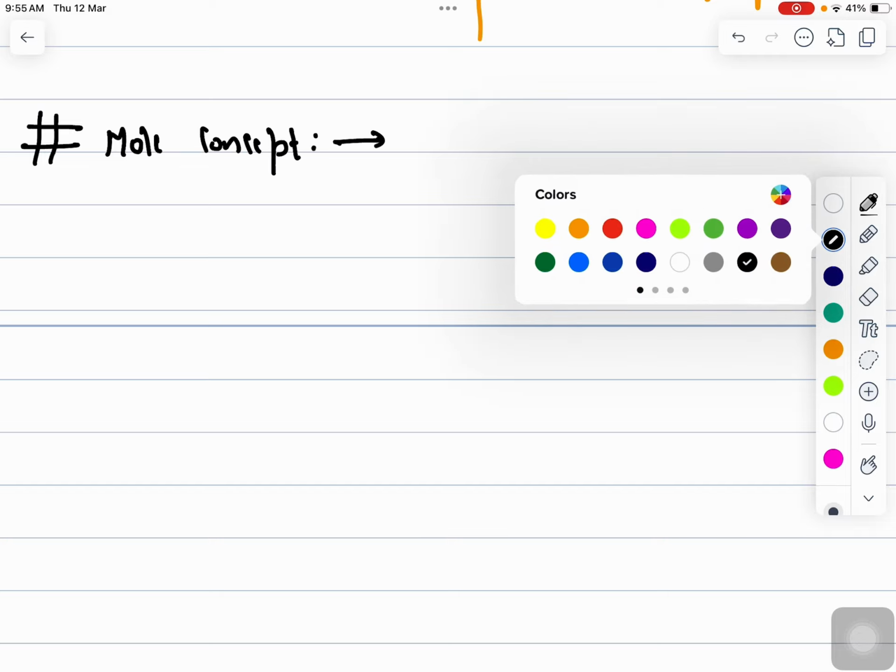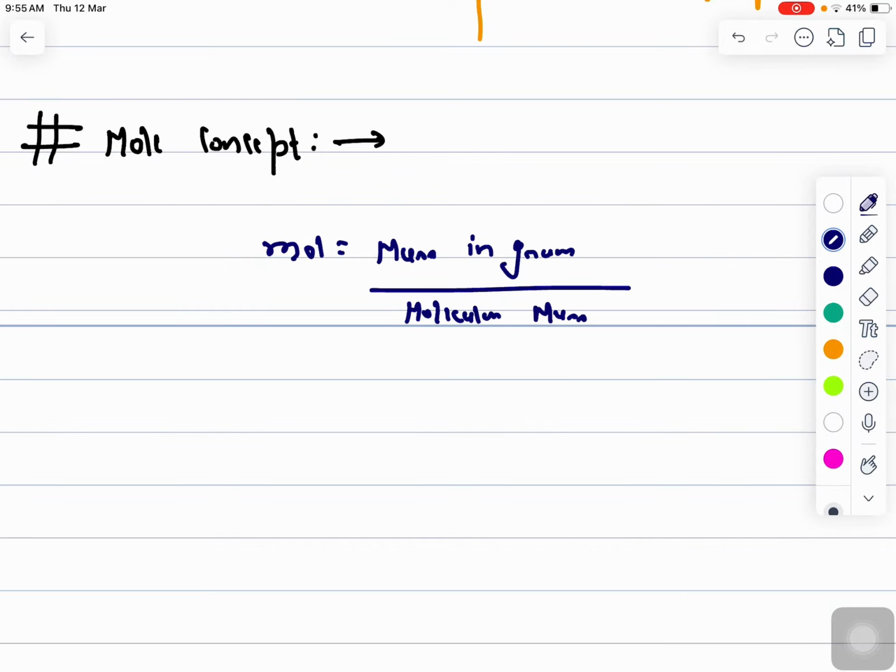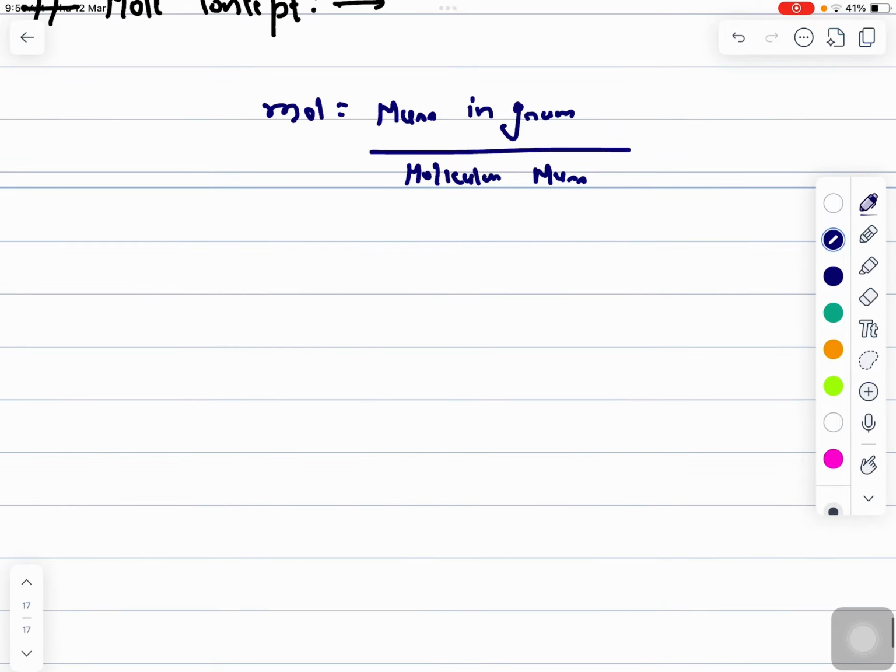I'm not going to define the mole and all these atoms and molecules. You would be knowing all of these things here. But when I talk about the number of moles, moles can be defined as mass of a substance in gram divided by your molecular mass. Right, mass of a substance in gram divided by molecular mass.